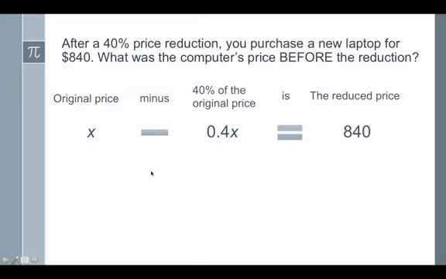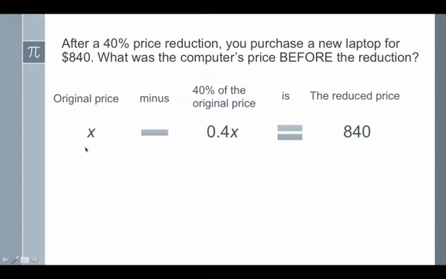This is very typical of what you guys are going to see in your homework. After a 40% price reduction, you purchase a new laptop for $840. What was the computer's price before the reduction, or what was the original price? Well, we have this original price. We don't know what it is, so we're going to call it x. And how much are we subtracting off? 40% of the original price.